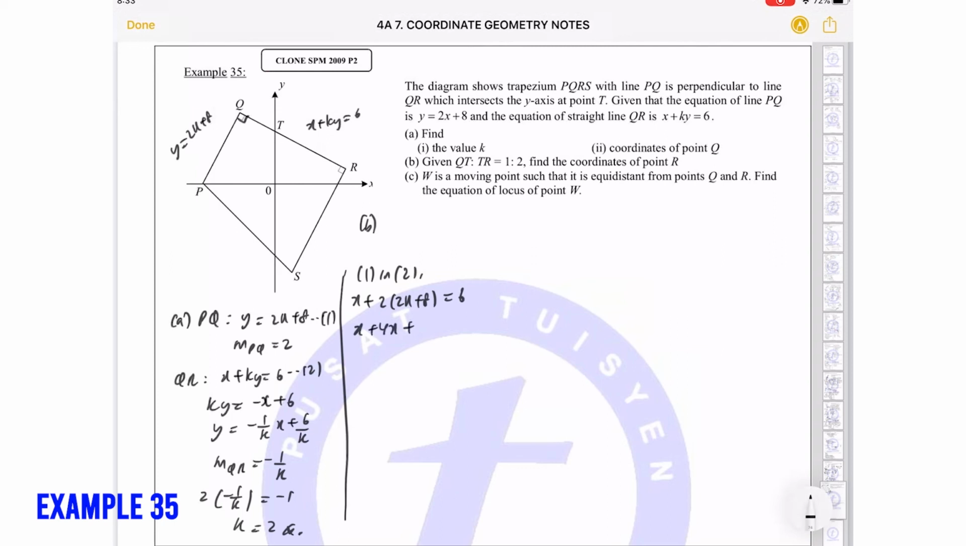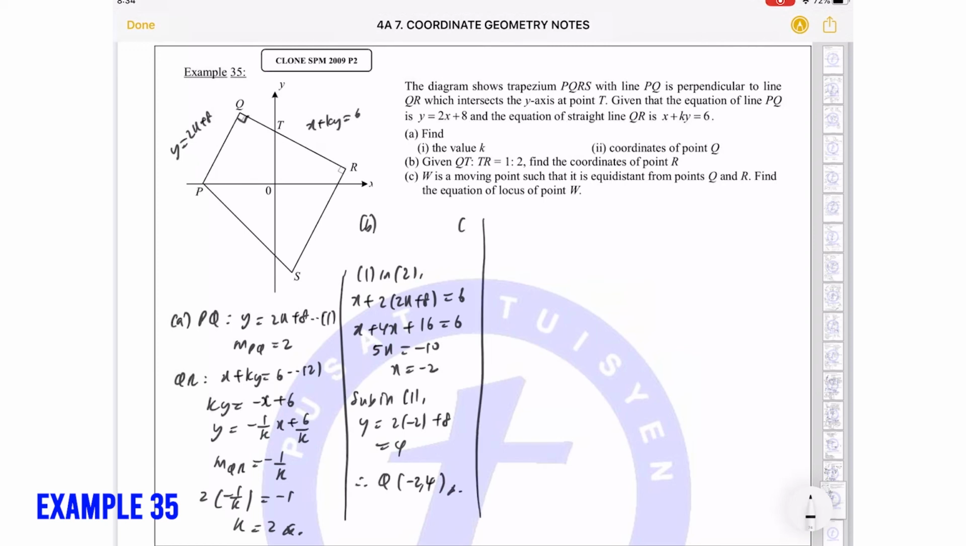x plus 4x plus 16 equals 6. We can bring this over. Okay, so 5x is 6 minus 16, which is -10. x is just -2. All right, I've got my x value, so I just sub inside, let's say, equation number 1. So your y is 2(-2) plus 8. y is just 4. So coordinate point Q is (-2, 4). All right, moving on. Let's look at part B.